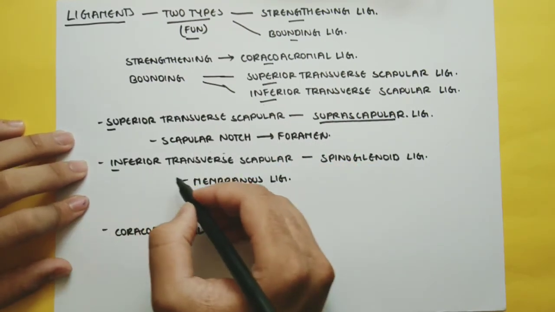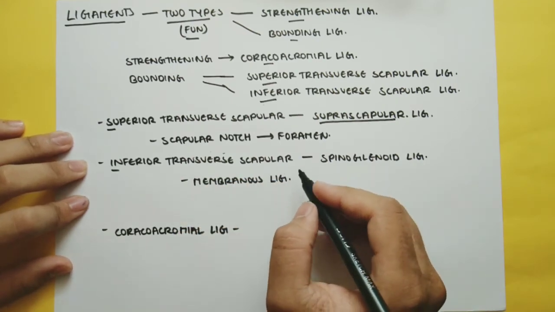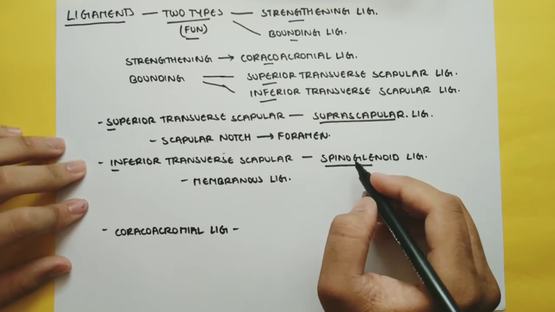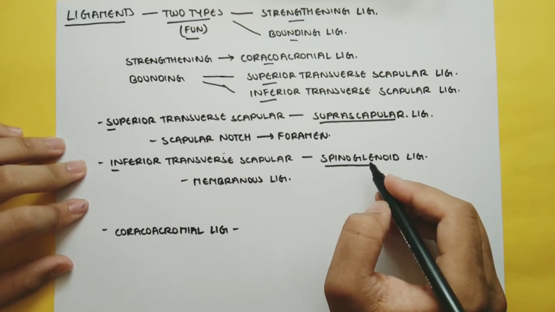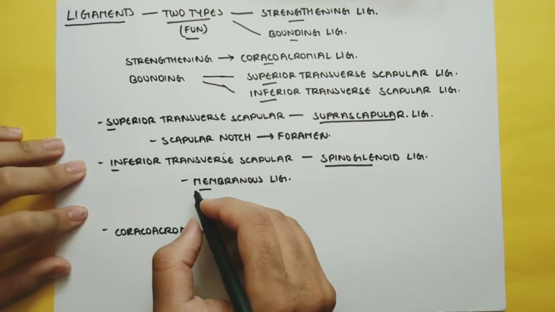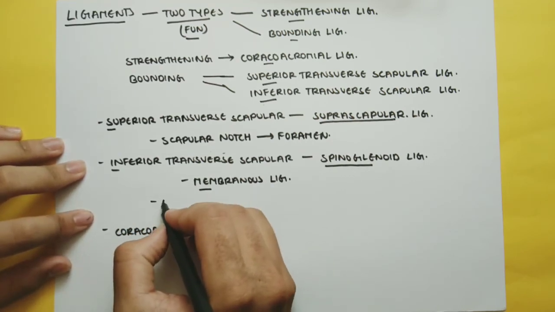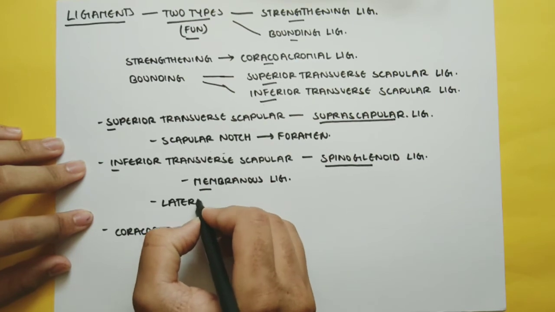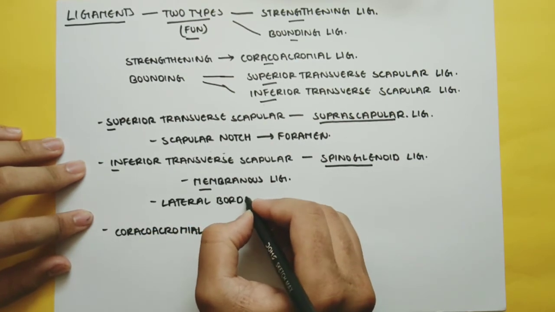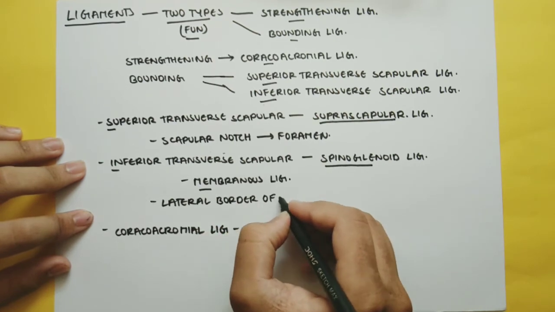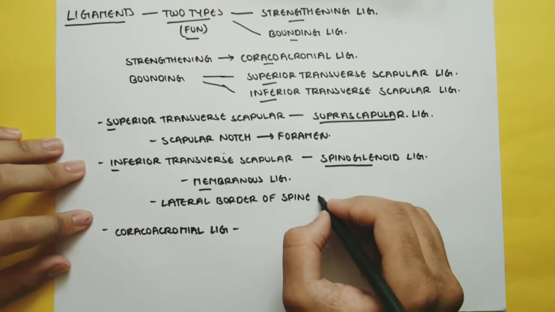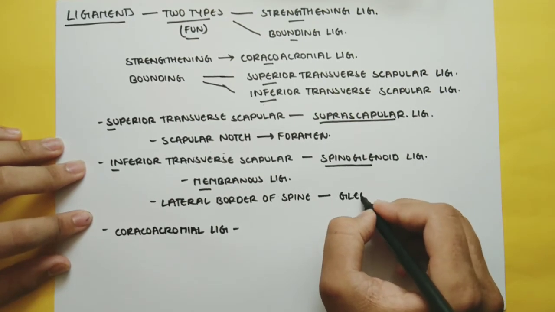Now let's talk about the inferior transverse scapular ligament, which is also called the spinoglenoid ligament, which is between the spine of the scapula and the glenoid cavity. It is a membranous ligament. It runs from the lateral border of the spine of the scapula to the glenoid cavity.